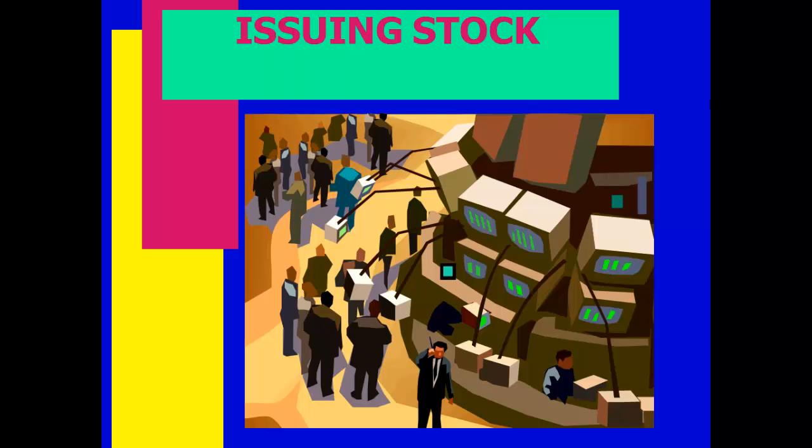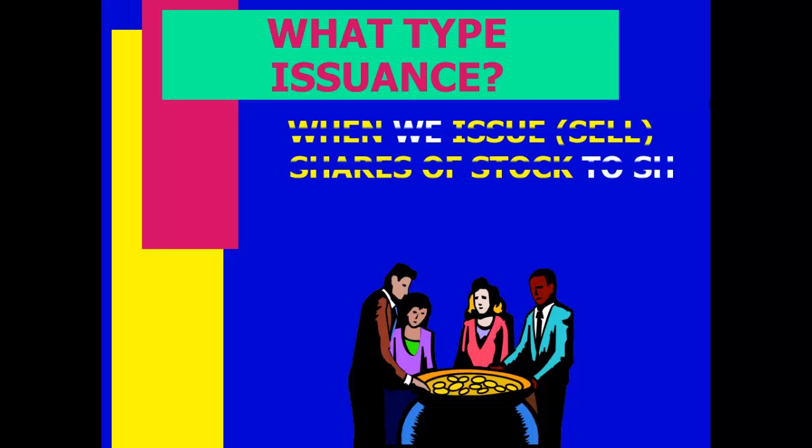Let's talk about issuing stock. What we are concerned about here is when a corporation issues new shares of stock to people. We are not talking about when stockholder A sells their stock to stockholder B. If stockholder A sells their stock to stockholder B, does that affect the corporation? No, it affects stockholder A and stockholder B, but not the actual corporation. So we're talking about the corporation issuing new shares of stock.